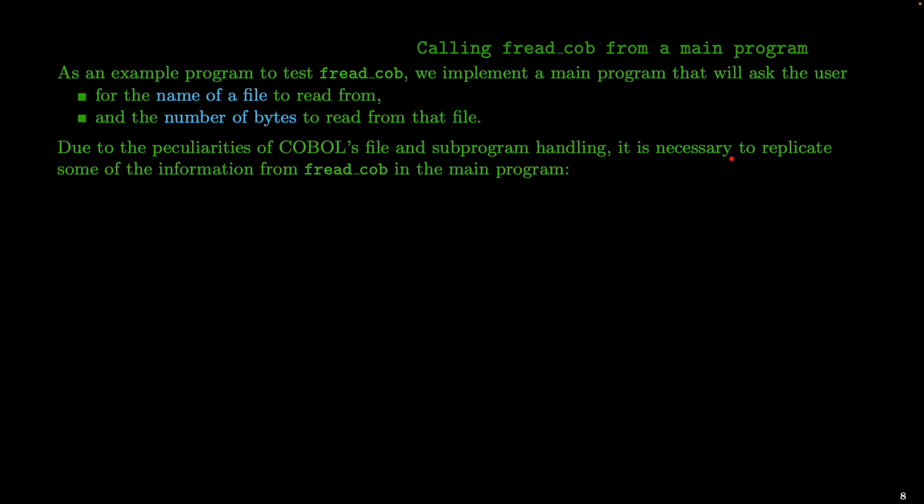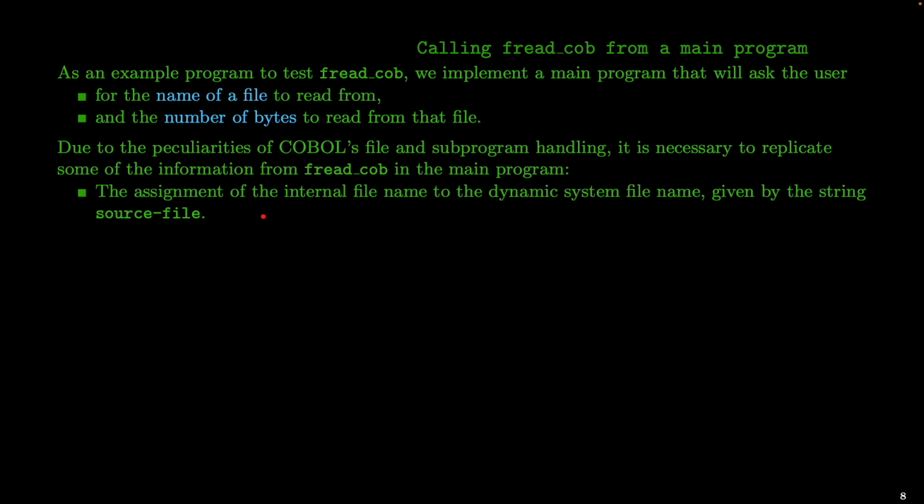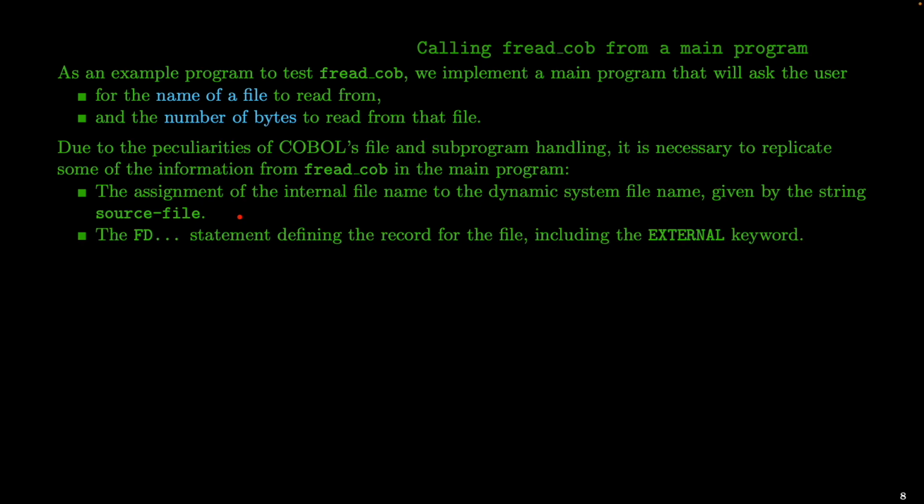Now, COBOL is a bit special in handling files and subprograms. Due to that, we have to replicate some of the information from the subprogram fread cob in the main program. That is something you have to be aware of when you use this: you need to look at the subprogram and copy some of the information to your main program so you can make a sensible call. First, the assignment of the internal file name to the dynamic system file name given by the string source file must be replicated in the main program.